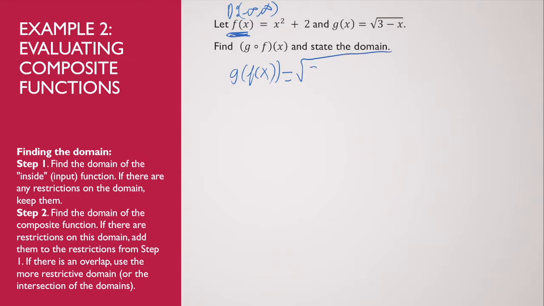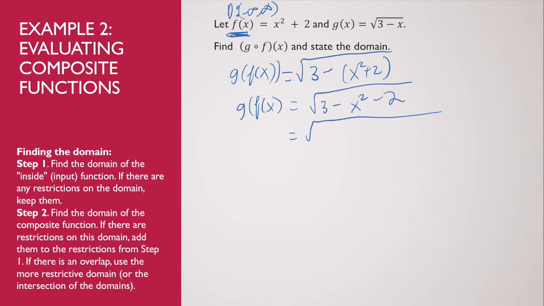So I've got the square root of 3 minus x squared plus 2. So g of f of x is the square root of 3 minus x squared minus 2. So I have the square root of 3 minus x squared. Nope, sorry, 1 minus x squared. 3 minus 2 is 1. So I have the square root of 1 minus x squared.